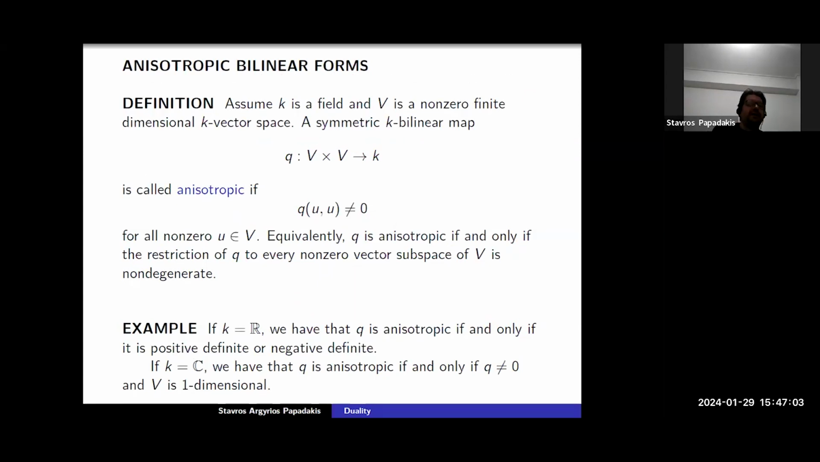It is very easy linear algebra, but not very obvious, that this is equivalent to the following very strong form of non-degeneracy: the restriction of this Q to every non-zero vector subspace of V is non-degenerate. Now, let's see what happens when K is R. It's obvious that a symmetric bilinear form over R is anisotropic if and only if it is positive definite or negative definite.